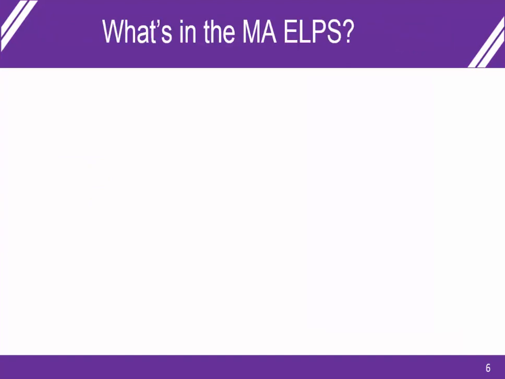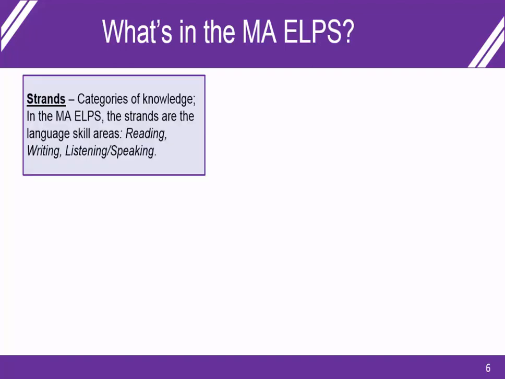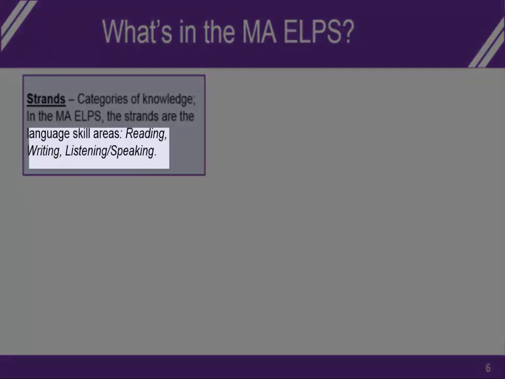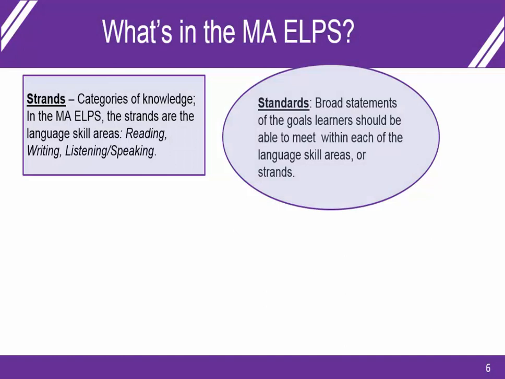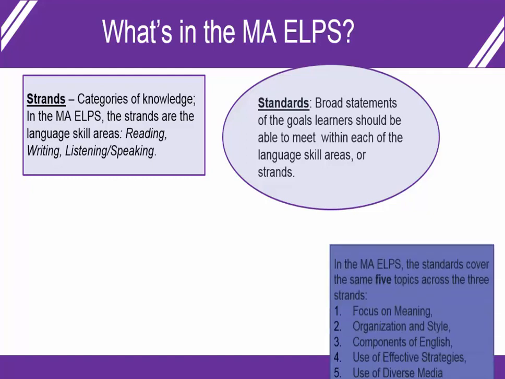So that's a little background. Now let's take a quick look at what's in the Massachusetts ELPs and at some of the terminology. The Massachusetts ELPs are organized according to strands, which are categories of knowledge within the study of a given discipline. In the Massachusetts ELPs, the strands are the language skill areas of reading, writing, listening, and speaking. And then, of course, there are the standards. Standards state in broad terms what learners are able to do. In the Massachusetts ELPs, there is a total of 15 standards.